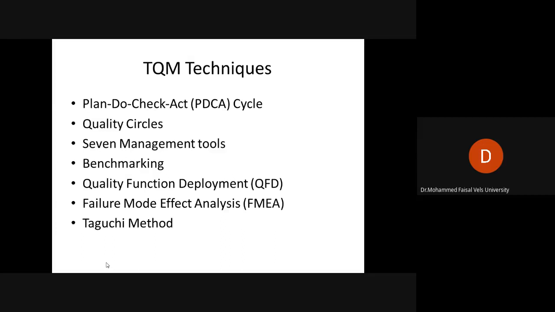Management tool, benchmark, quality function deployment, then failure mode effect analysis, and the last technique is the Taguchi method. This is the last in the fourth unit.